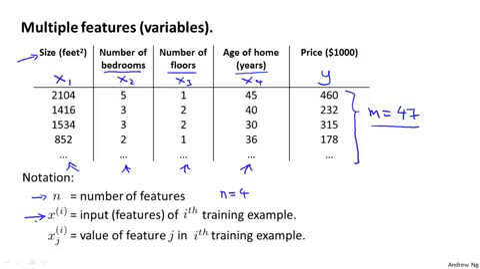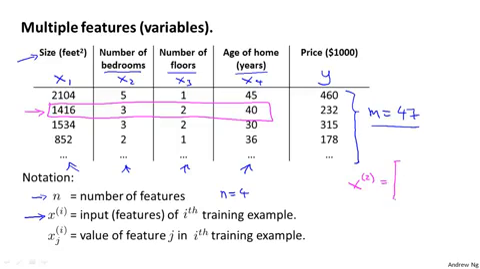As a concrete example, let's say x superscript 2 is going to be a vector of the features for my second training example, and so x superscript 2 here is going to be a vector 1416, 3, 2, 40, since those are my 4 features that I have to try to predict the price of the second house.